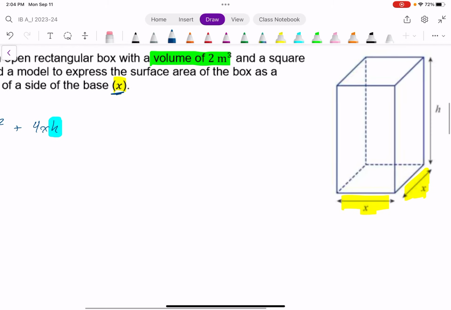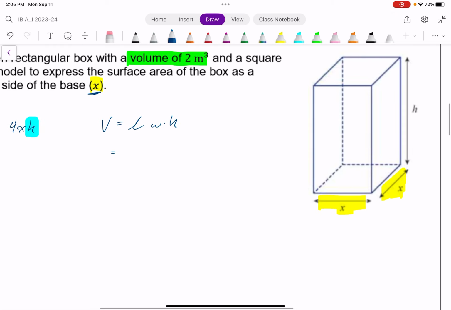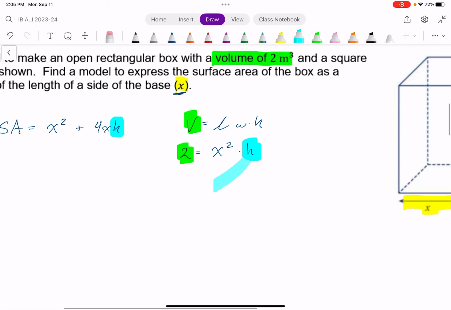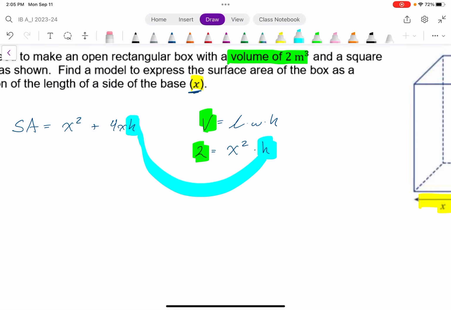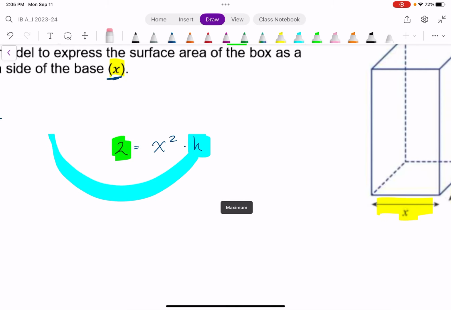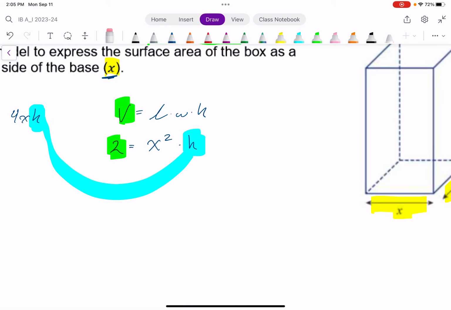Volume of a rectangular prism is very simple. It's length times width times height. Or in this case, my length and width are the same, so it's x squared times height. And we know the volume, it's 2, they tell you. So now if I look right here, that h, that height, is the same h I see right there. So this is how I can kind of join these two equations together. And since I'm trying to isolate this equation here and have only the variable x, which means I want to replace this h here with an x, on this volume equation, I want to isolate the h.